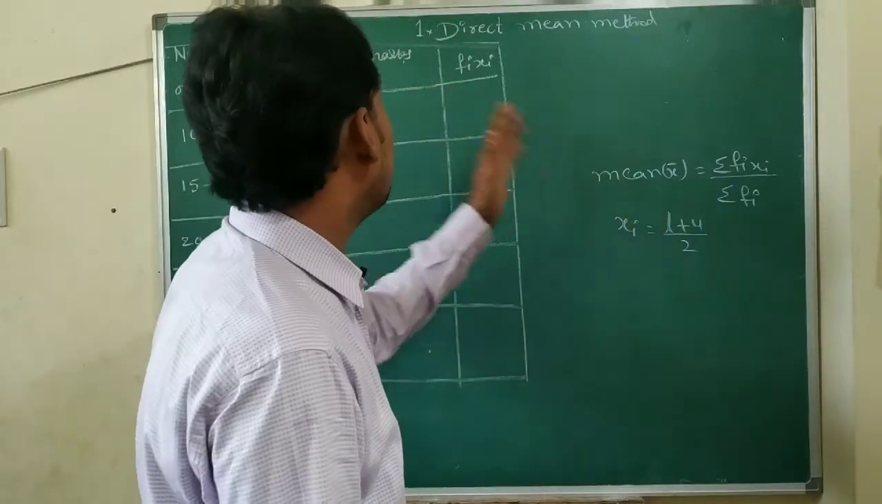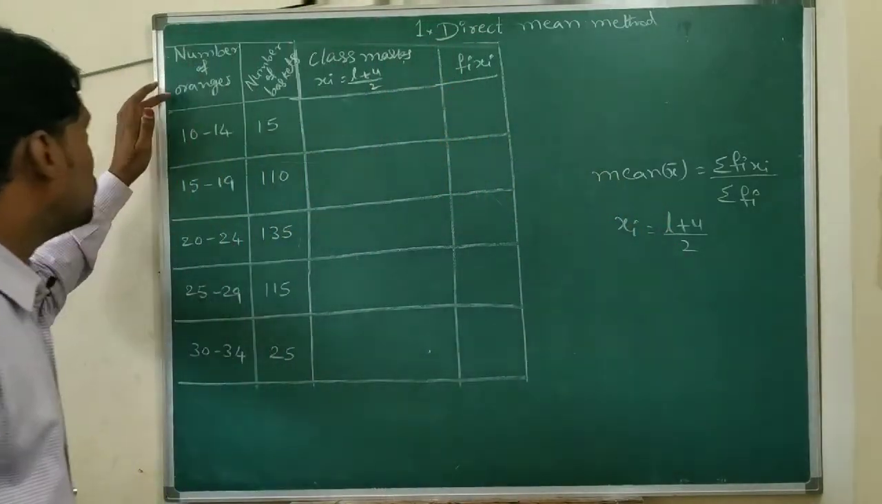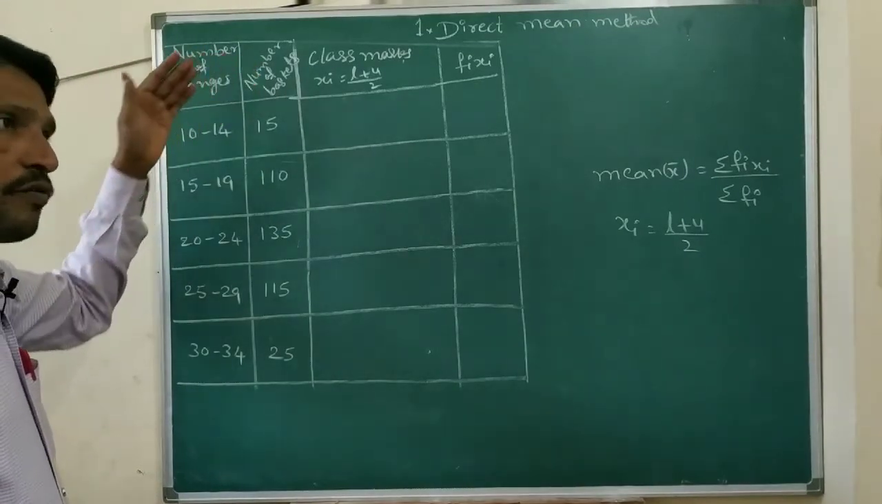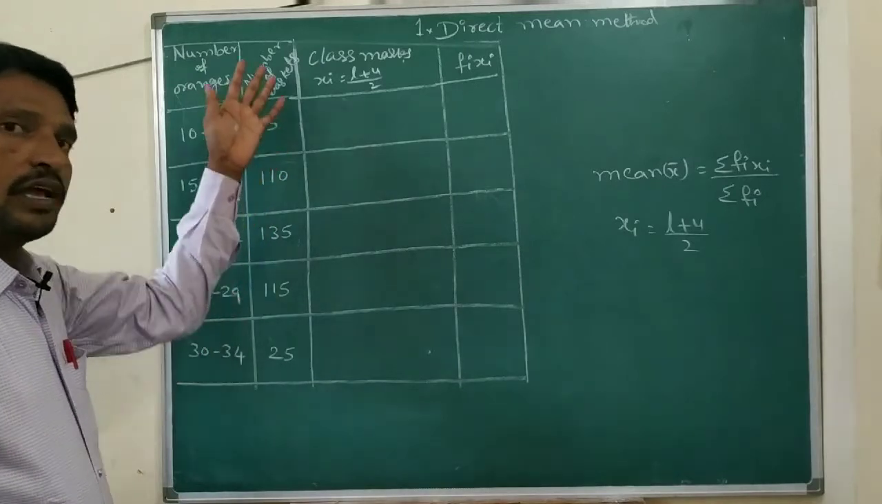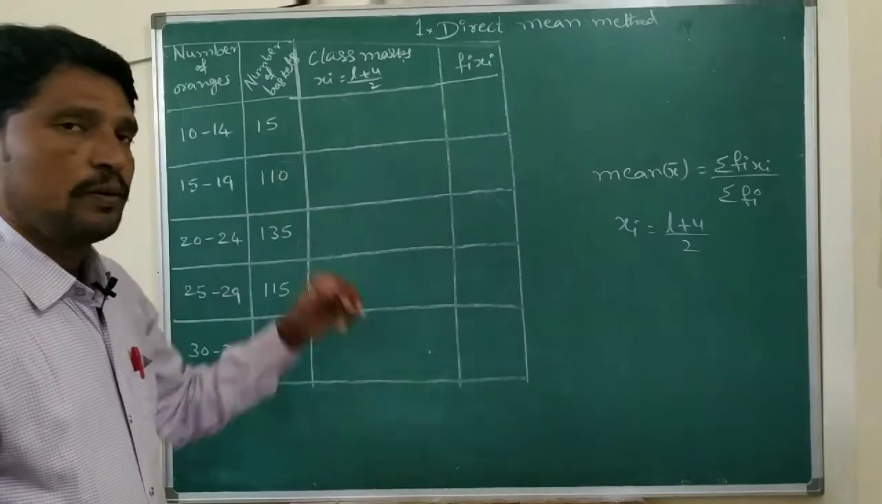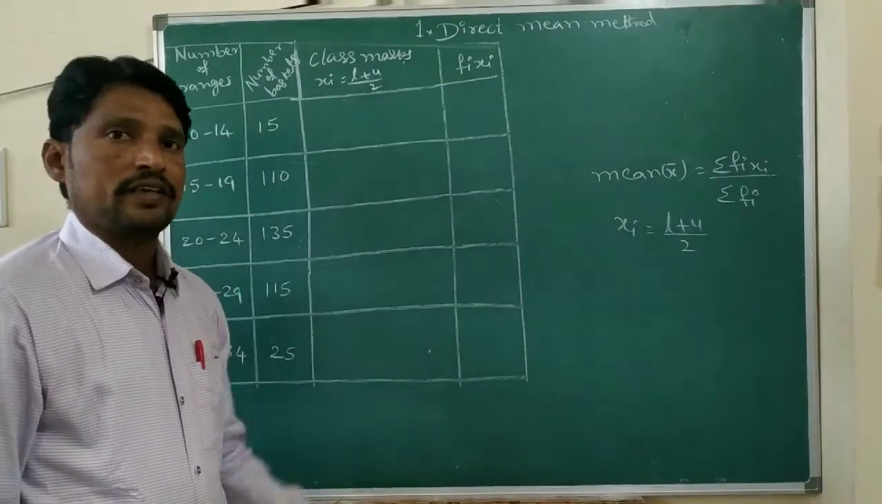So all this I have written in the box. Number of oranges, that is the class intervals, is given in the problem itself. Number of baskets we are taking as the frequency, which is also given in the problem. Class marks xi equal L plus u by 2, then fi xi.